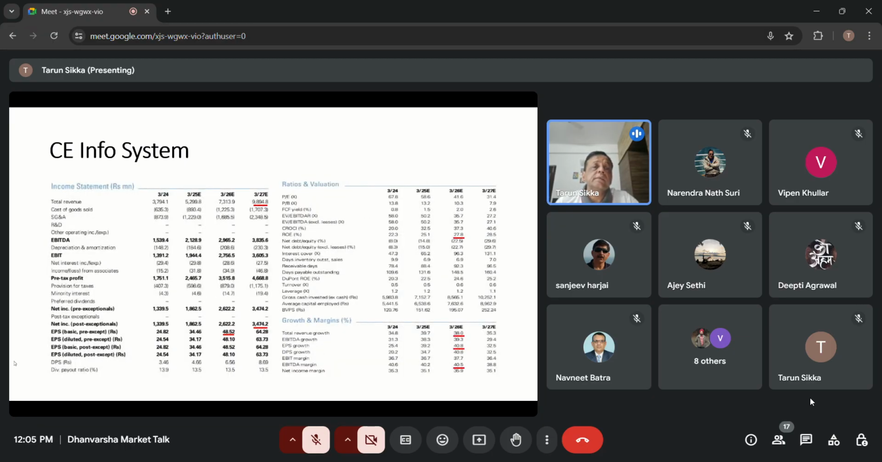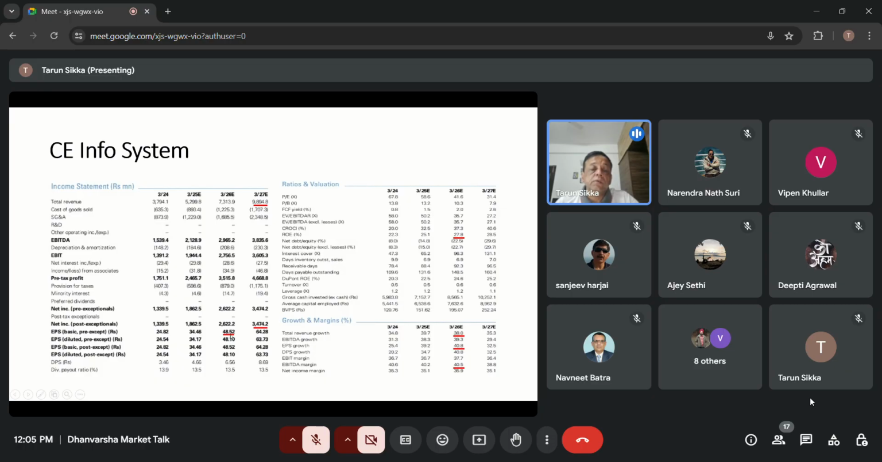Now let's see their revenue. In FY24, this is in millions, they have done around 379 crore revenues. And this revenue is likely to become nearly 3x in FY27. So this is the estimate. And income, that is the profit, is also expected to become nearly 3 times, roughly around 347 crores, with an EPS in FY26 of around 48.5.